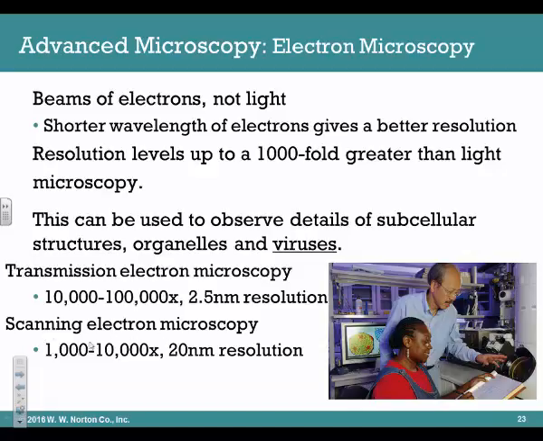Scanning electron microscopy also gives better resolution than light microscopy, going up to 10,000 times the size of the actual image, object or specimen. That's about tenfold less magnification than transmission electron microscopy, but it still gives good magnification and quite good resolution. But it won't show you the internal details that you can see with transmission electron microscopy.